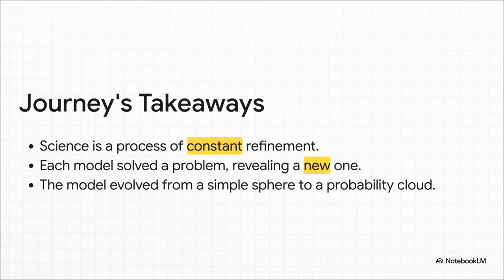So when you step back and look at this whole journey, what does it all mean? Well, it shows that science isn't about one person having a single eureka moment. It's a process. It's about building on ideas, making mistakes, and constantly refining. Every model we saw solved one puzzle but created a new one. To really understand the atom, we had to let go of our everyday, common sense intuition.